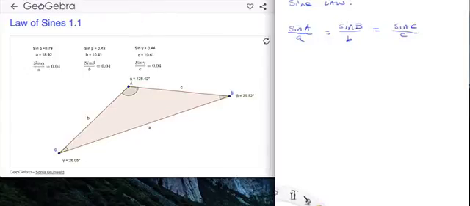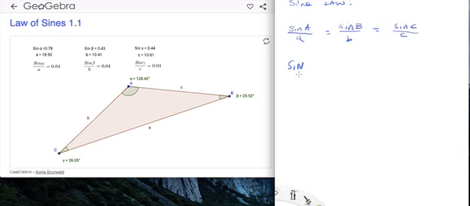So in this screencast, what we're going to do is explore the sine law. The sine law says that if you take the sine of angle A and divide it by the length of the opposite side, it's going to be equal to the sine of angle B divided by the length of its opposite side. And because we've got a triangle, there are 3 angles and 3 sides where this ratio works.